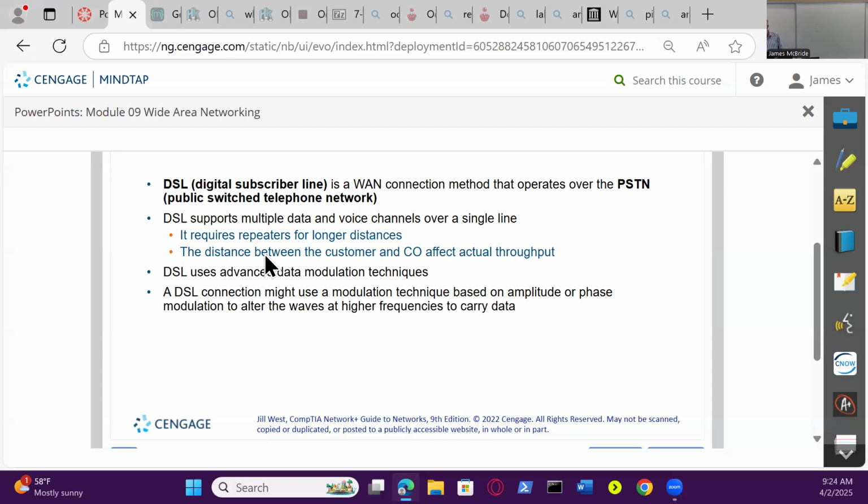The distance between the customer and the CO affects actual throughput. So you can get DSL around here, but my speed is going to depend on how far I am from the office that I'm connecting to.